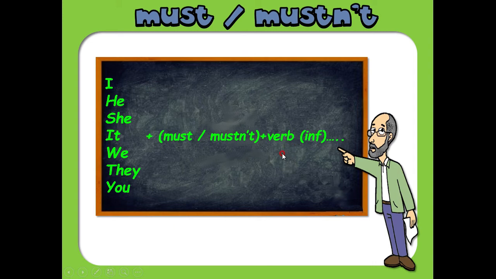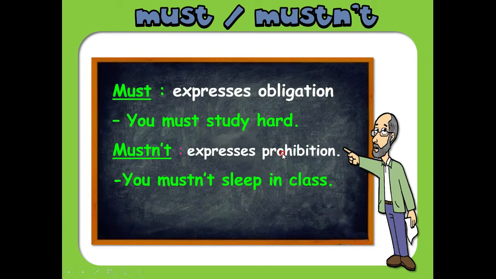Okay? Okay. So the question is, when do we use must or mustn't? Must, we use it to express obligation. When you are obligated to do something, you have to use must. And mustn't, we use it to express prohibition. If you are prevented from doing something, you have to use mustn't.